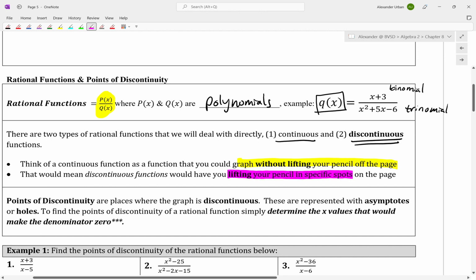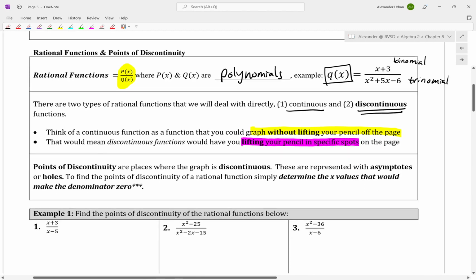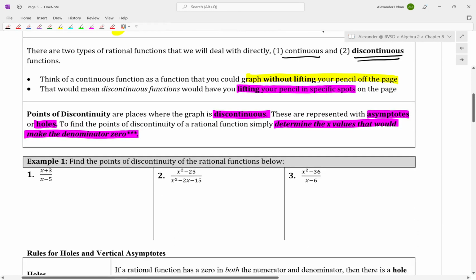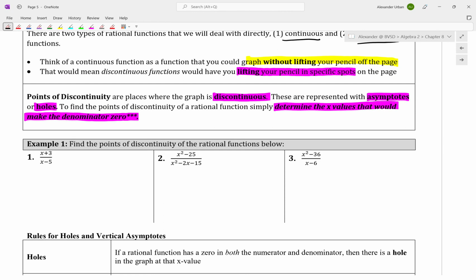So, asymptotes or holes, which is our next point. Points of discontinuity are places where the graph is discontinuous. This is represented with asymptotes and holes. To find these points of discontinuity, we are going to determine which x values will make the denominator 0. And this is really important to see here. So we're going to look for points of discontinuity.